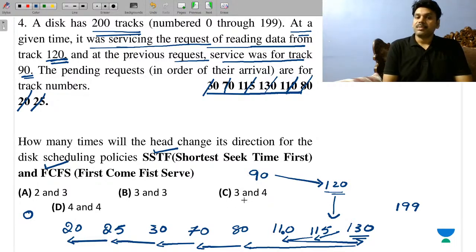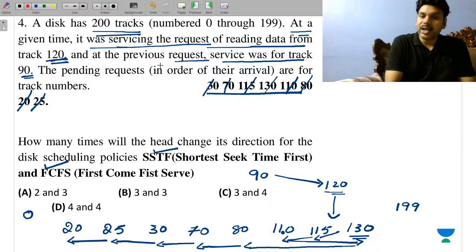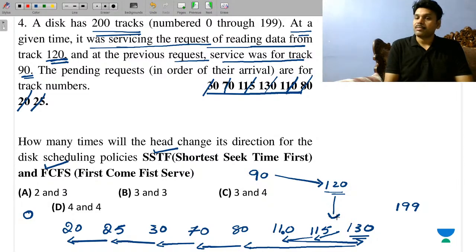So you need to see how many times the head is going to change its direction. First it is starting from 120, satisfying 115 and 110. Now it takes the direction to the other side, and here also it takes the direction to the other side and satisfies. So as far as that is concerned, it is 2.